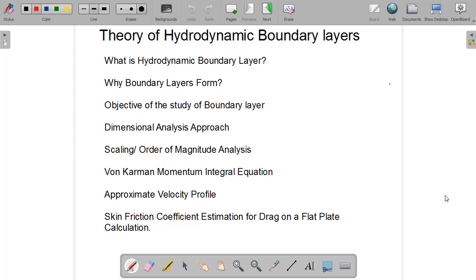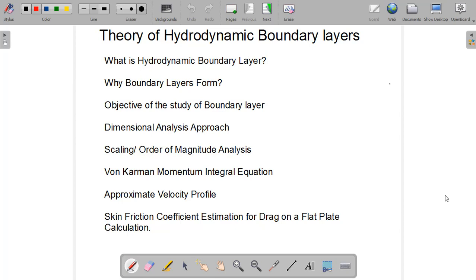In this lecture, we are going to discuss the theory of the hydrodynamic boundary layer, or the velocity boundary layer. Fluid flow analysis is very important in the study of convection heat transfer, because in convection you know that the heat transfer phenomenon takes place because of the fluid flow.